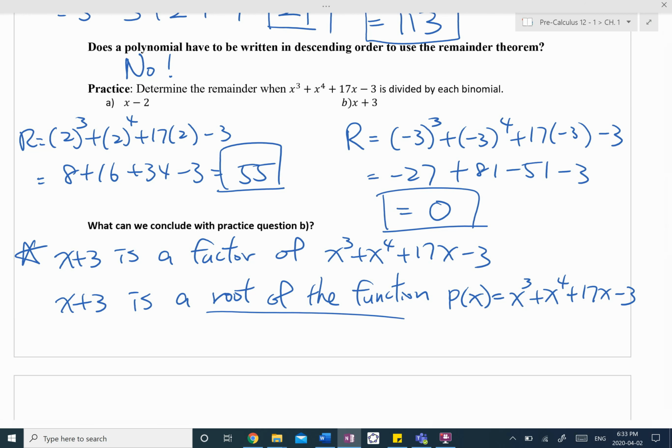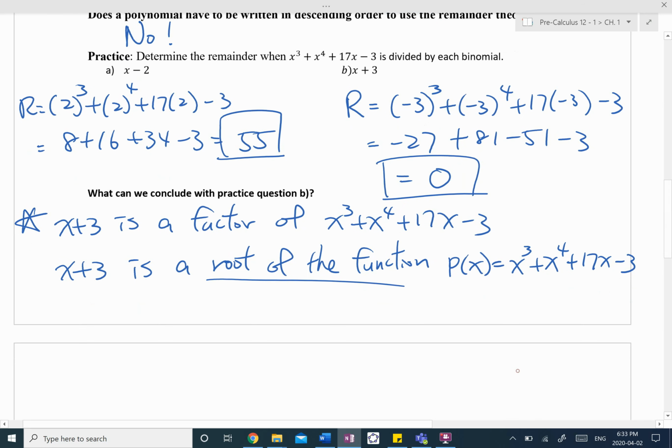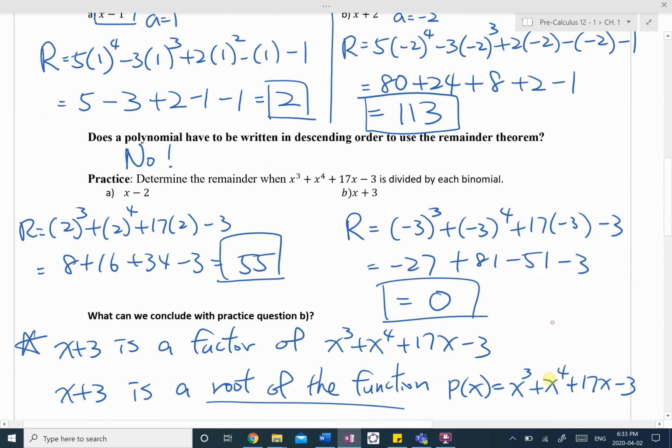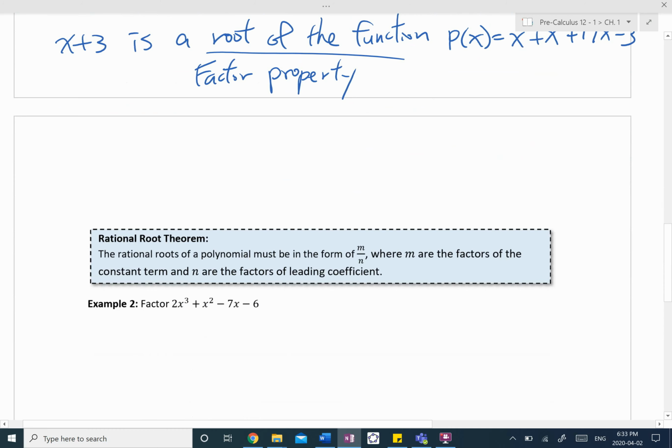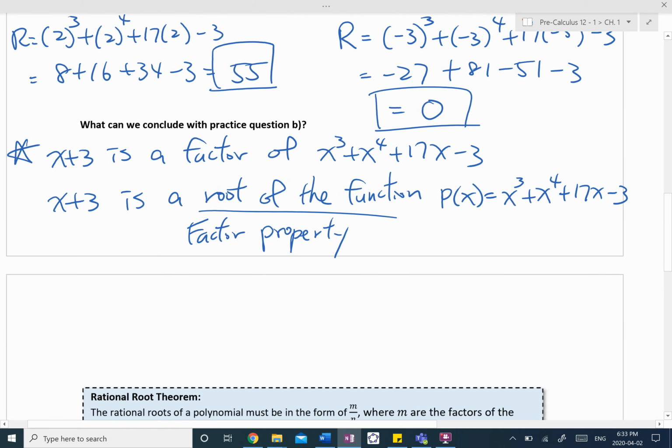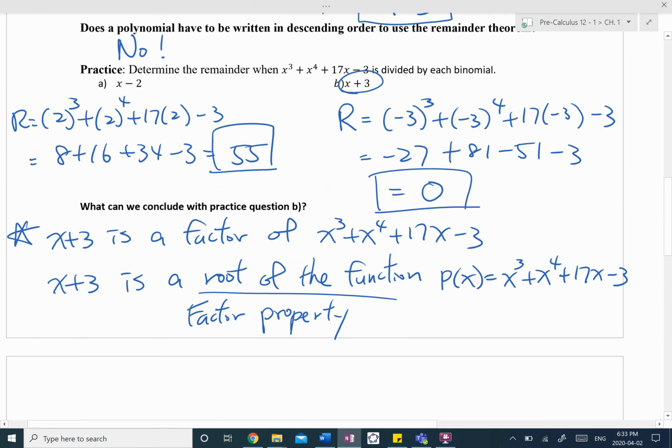So this is key to factor polynomials with exponents bigger than 2. Okay, this is the key. We are going to use this. I guess we call this the factor property, I think. When the remainder is 0, then there you go, it's a factor. So the question is, how do I know if it's x plus 3? What should I try to plug in here so that I know it's going to give me a remainder of 0? What should I plug in to the function?